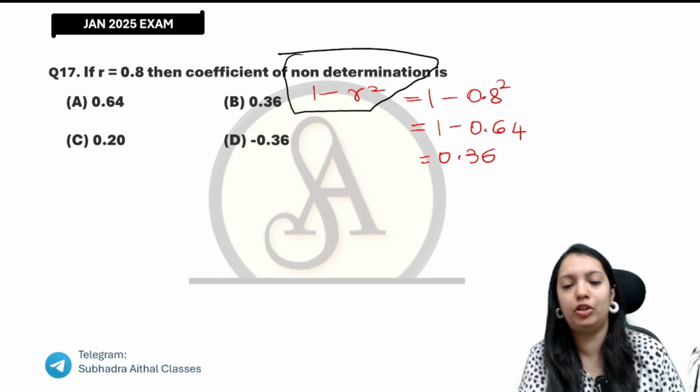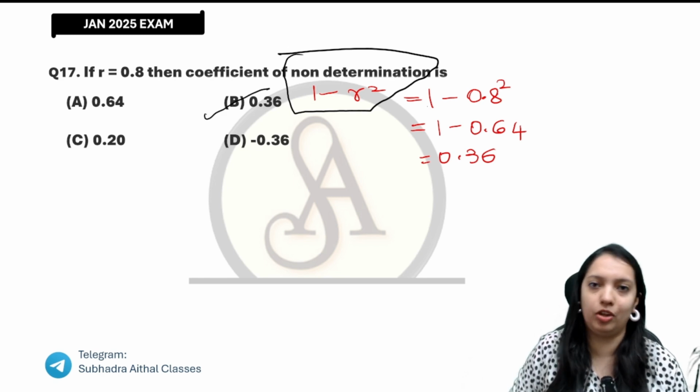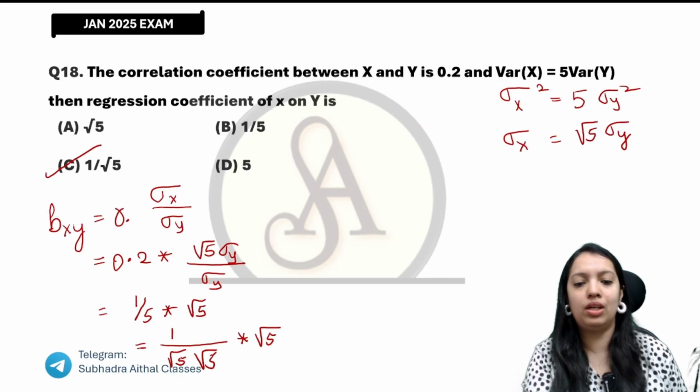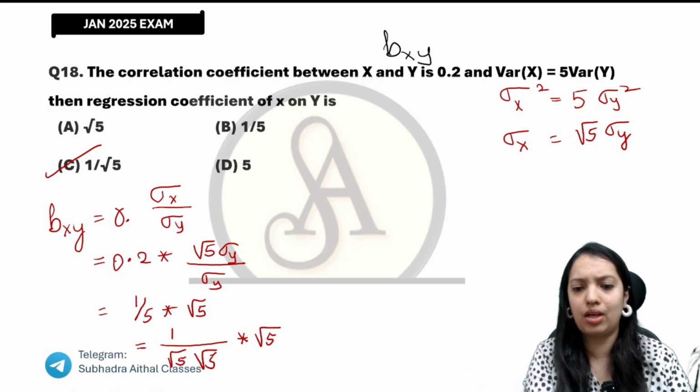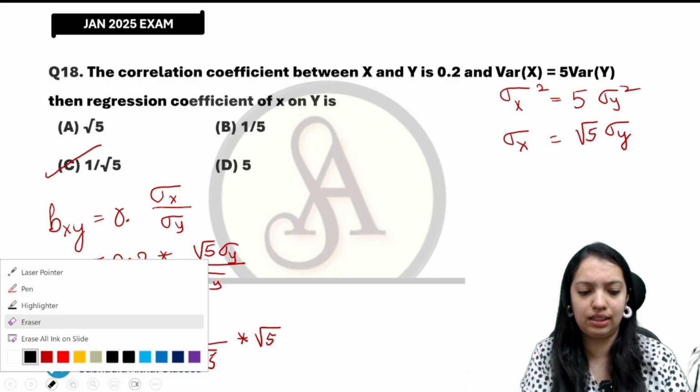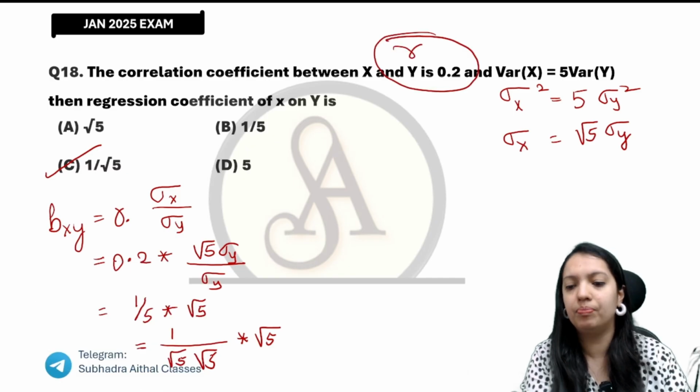So 1 minus 0.8 square, you get the value as 0.36. Next, correlation coefficient between x and y. This is bxy. Correlation coefficient means you need to calculate R value. R value is given in the question as 0.2.